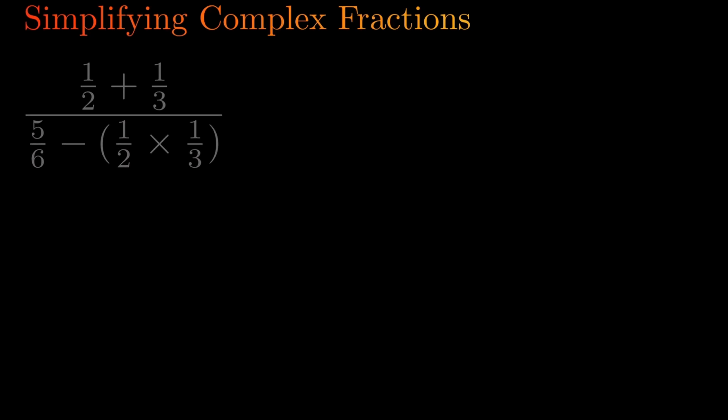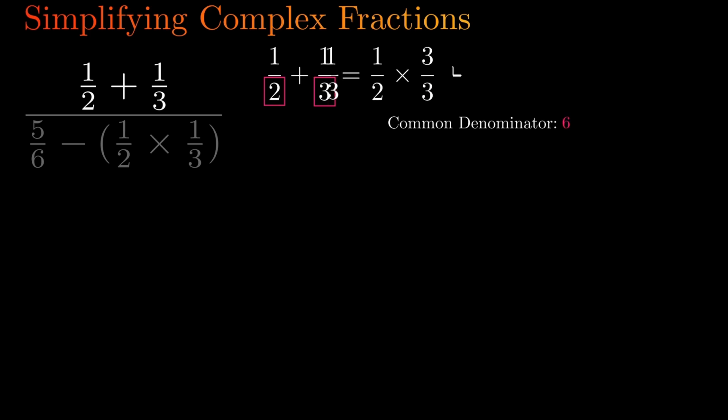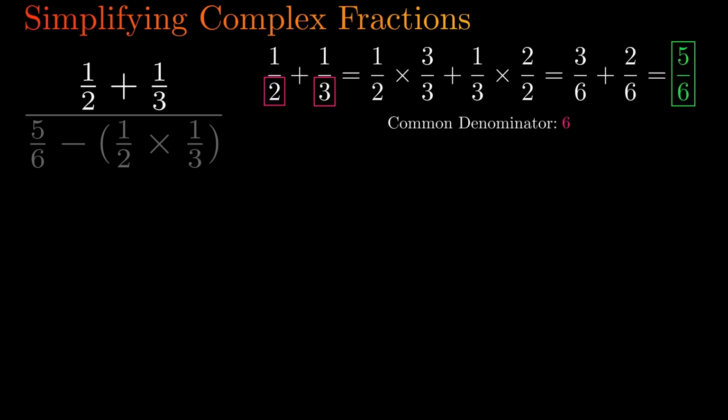Step 1, the attic. 1/2 plus 1/3. We need a common denominator, which is 6. That gives us 3/6 plus 2/6, which becomes 5/6. The top is just 5/6. Now let's go to the basement.